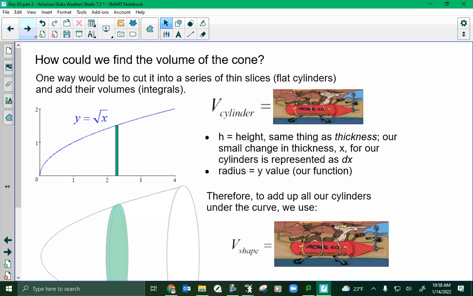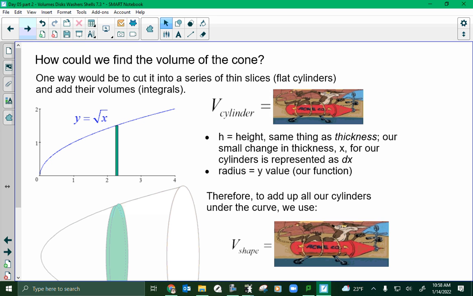All right. So here we go. We could find the volume of the cone. How could we find the volume of the cone? One way would be to cut it into a series of thin slices, flat cylinders.